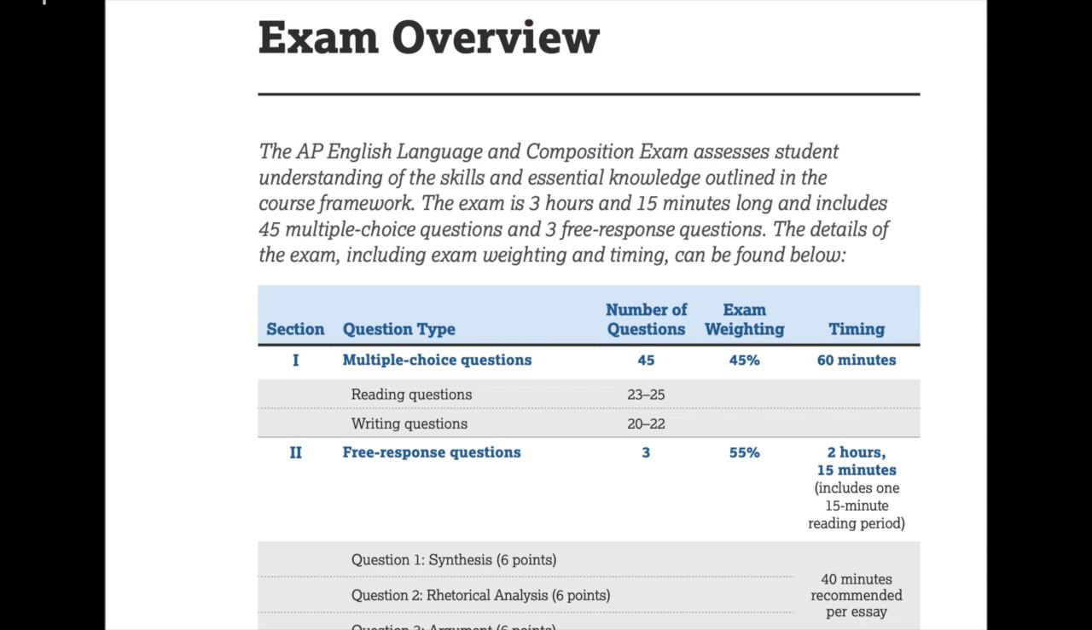The second part are the free response questions. These are the essays, and there are 3 of them. So you get 2 hours and 15 minutes to write all 3 essays, which is about 40 minutes per essay. I know that sounds short, but I promise you'll be ready to do it.